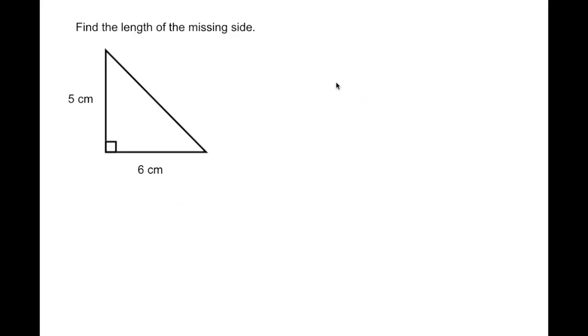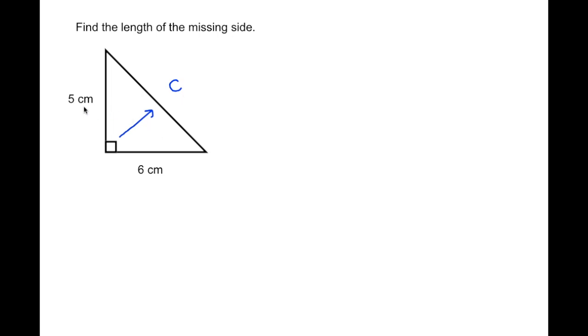Okay, let's have a look at this example here. The question says find the length of the missing side. Well, this is the missing side. So first of all, we need to make sure that the triangle is right angled. Well, it is. It shows it there. Next, we need to identify the hypotenuse. Well, the hypotenuse is opposite the right angle. It's this one here, and the hypotenuse is known as side C.